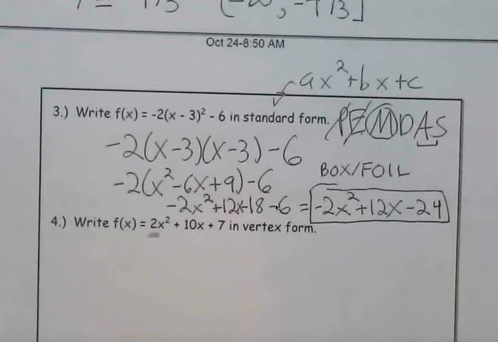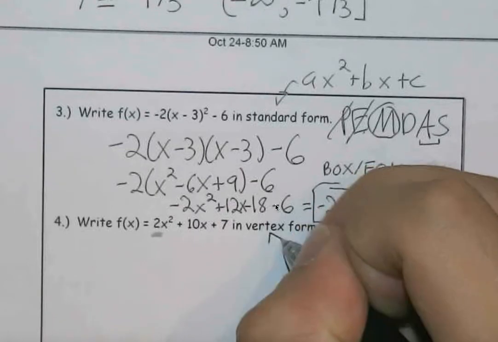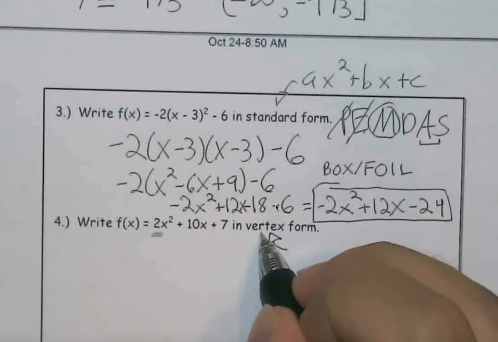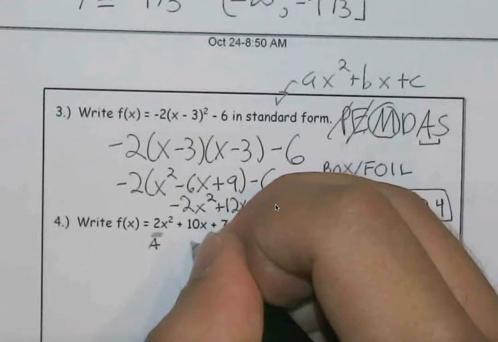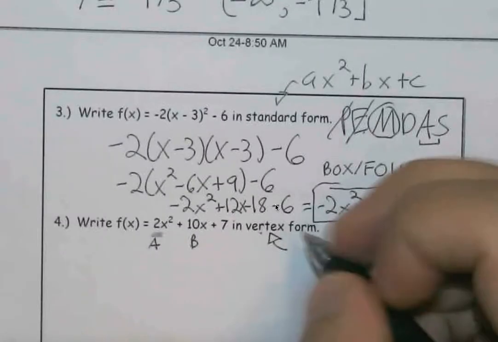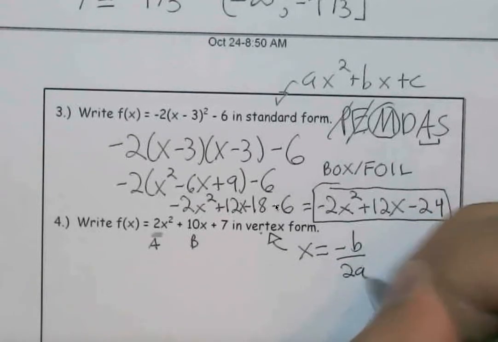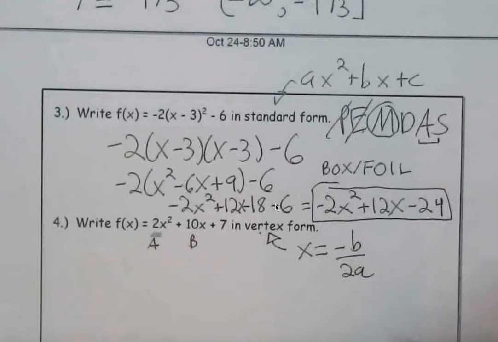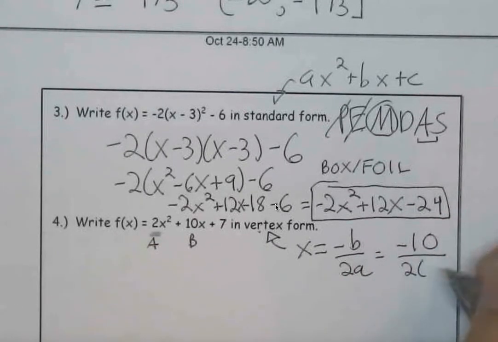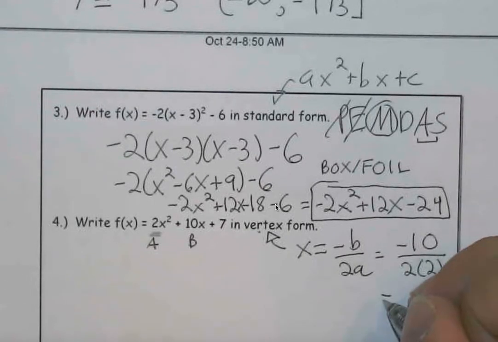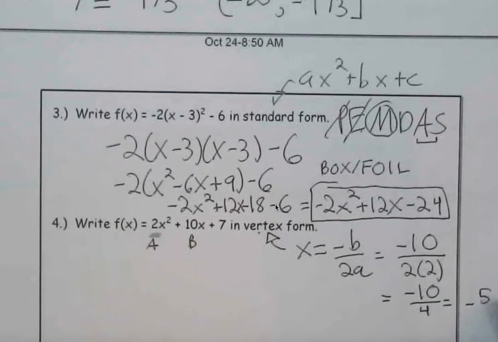Going to vertex form from standard form can be a little tricky. The main thing that's going to help us out here is that we know our vertex can be attained from this because we know that a is 2, b is 10, so we can get at least the x coordinate using -b over 2a, where b is 10, a is 2. So when we simplify this, -10 over 4, it's going to be equal to -5/2.